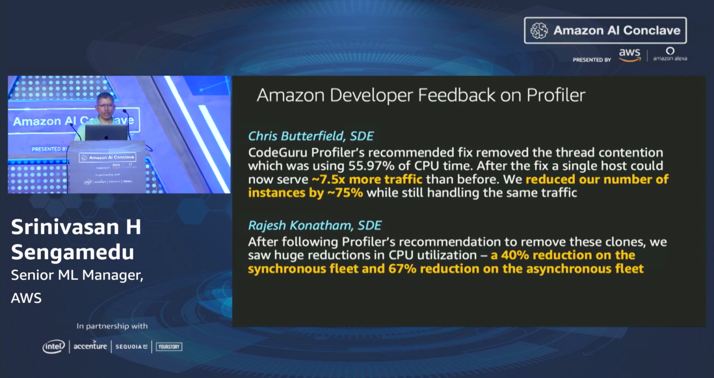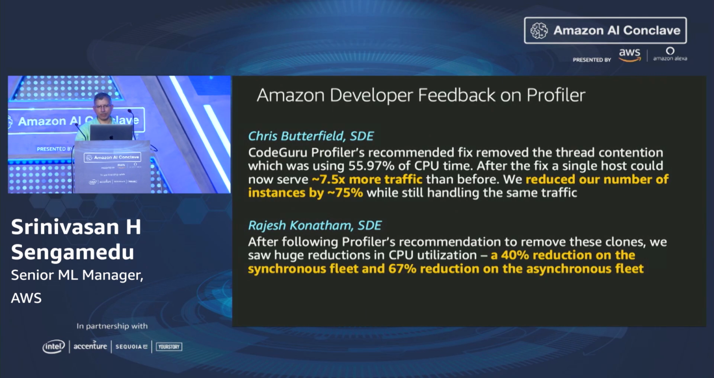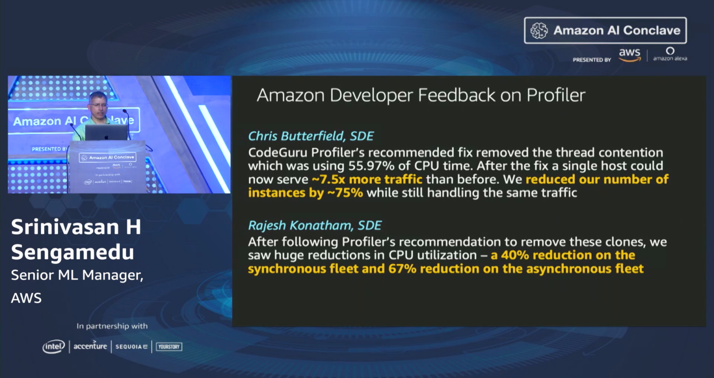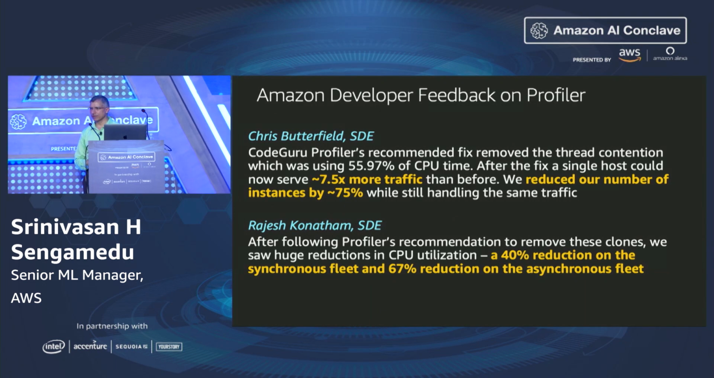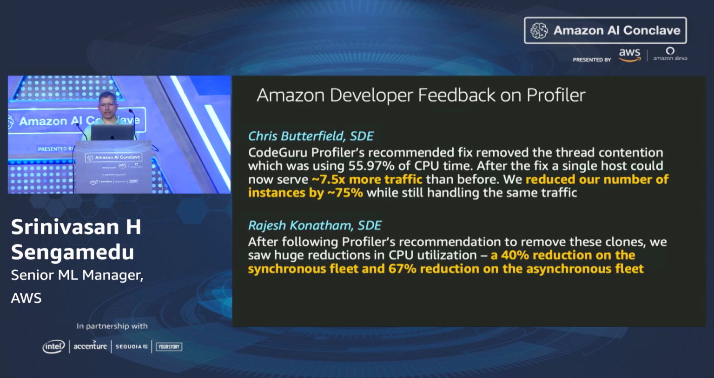So this is the kind of gains this developer saw in a live application. In another instance the developer was using it in pre-prod, and the developer was doing some kind of cloning operation, and CodeGuru profiler pointed it out, and after removing this clone, there was a 40 to 67% reduction in the fleet sizes. So this is the kind of gains developers in Amazon have seen with Amazon CodeGuru.